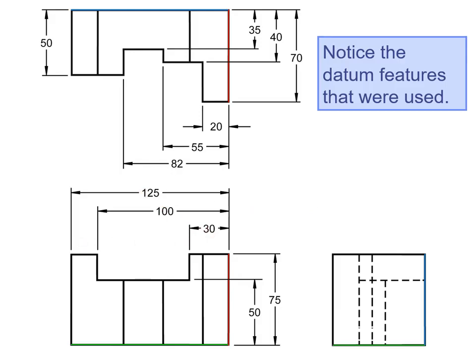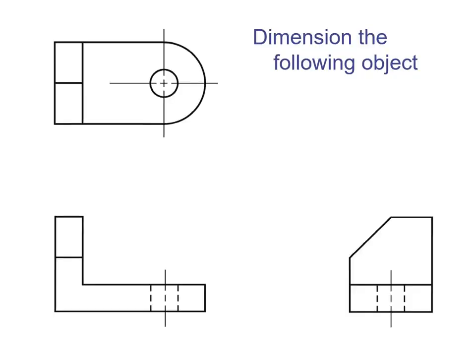We identify our datums and dimension off of those datums. Okay, so let's identify our datums on this detailed part. So we have our front view, top view, and side view. For the front view, we can use the base as a datum, and we can use this back surface as a datum. And finally, we can use this surface here as our third datum. So primary datum, secondary datum, and tertiary datum.